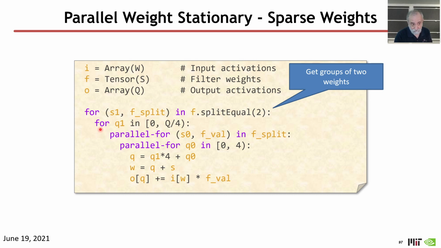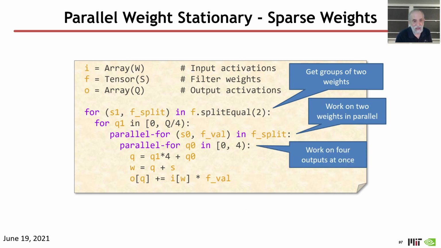I'm then going to traverse, and I'm actually doing a splitting of the output so I can get parallelism in the output, but because that was uncompressed, that's easy. I just say I'm going only over 1/4 of the outputs, and I do them in groups of 1/4. I then have a parallel 4, so I'm running in parallel all the coordinates that were in this split, and so I actually am going to work on 2 weights in parallel.